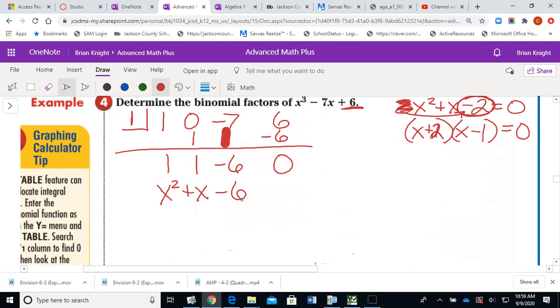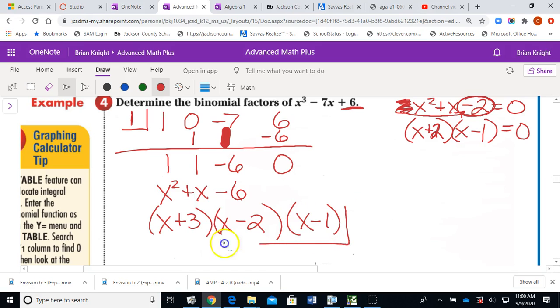From here, once it's a quadratic, now you can just factor it like you always have. So what two numbers multiply to be negative 6 and add up to 1? Positive 3 and negative 2. So there's 2 of my binomial factors. What was the third one? 1. But that's not the factor. Remember, that's the root. So my factor is x minus 1, because this is the root up here, and we want the factor.